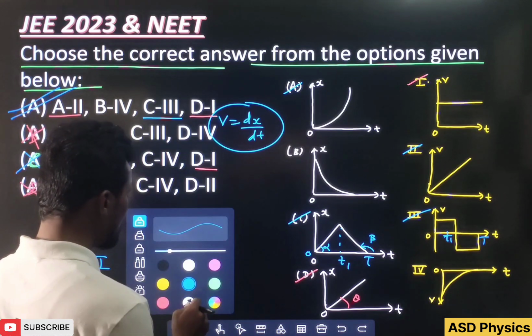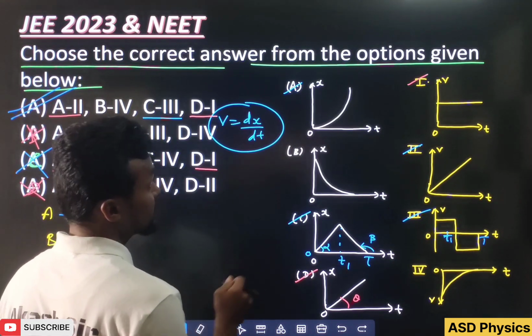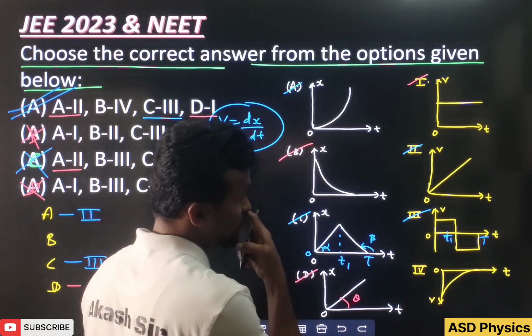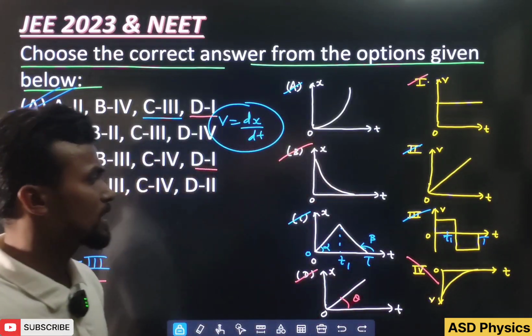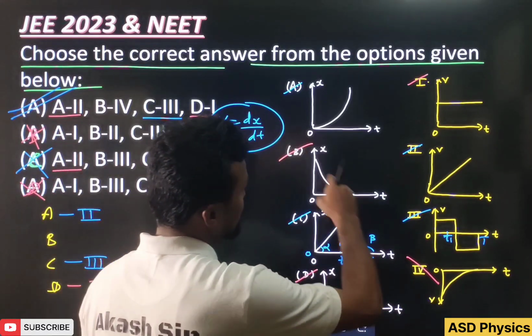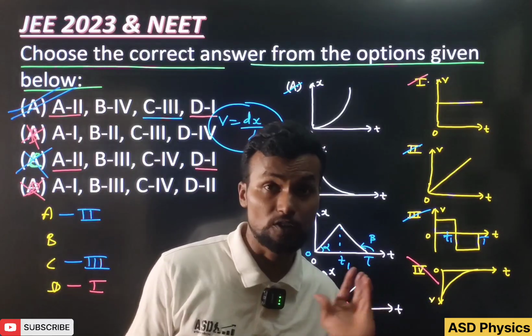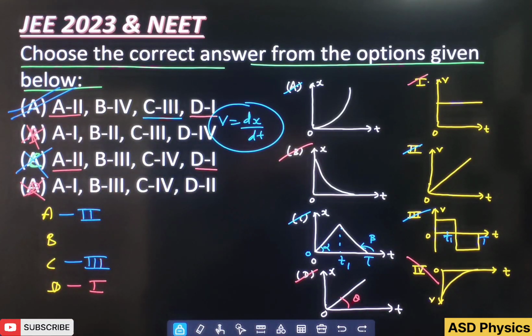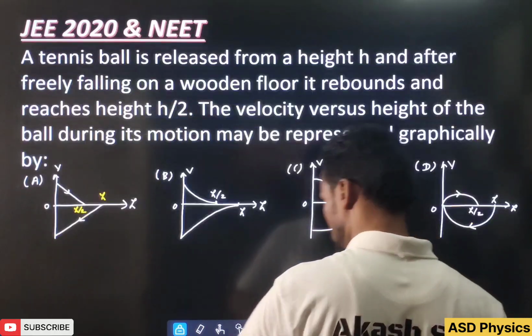And for B, remember that for B, it will come fourth. Here you can see a rectangular hyperbola kind of thing. The slope will be an obtuse angle if you draw the tangent and all that, and the velocity will be negative. Anyhow, we have just reached the correct answer. Great. Now, students, after that, we'll move to the next one.